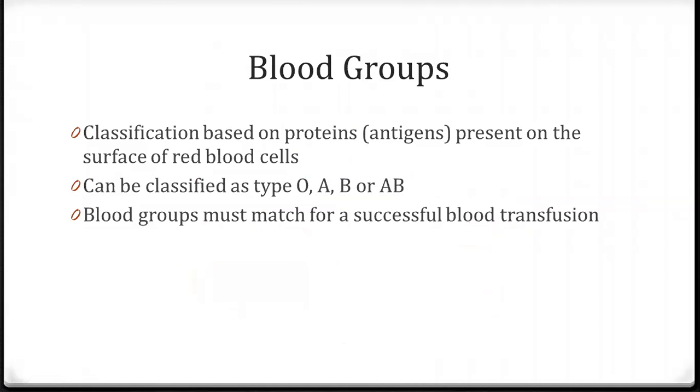Okay, so blood groups are a classification that's based on proteins, which are antigens present on the surface of your red blood cells. So you can be type O, A, B, or AB. And the blood groups must match for a successful blood transfusion.